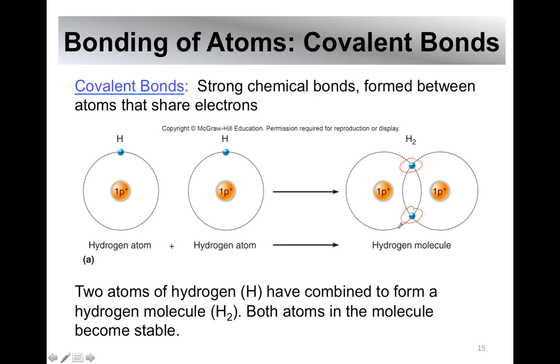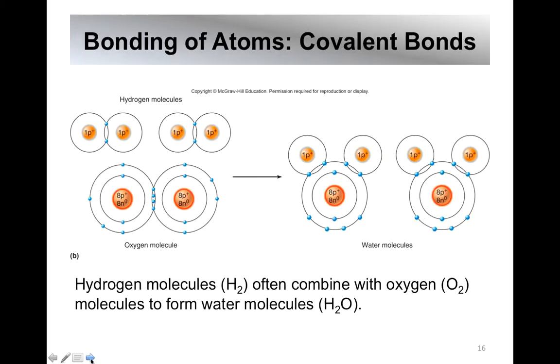And since they have to share them, they have to be really close. That's how the bonding happens: because they are sharing the electron, they have to stay really close. So covalent bonds happen because atoms share electrons. All right, and then here's some more covalent bonds.